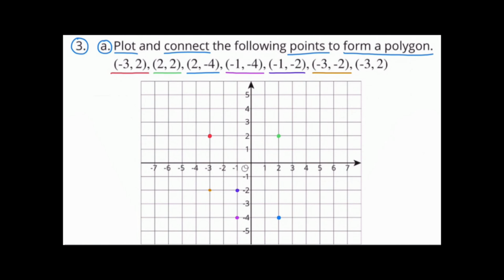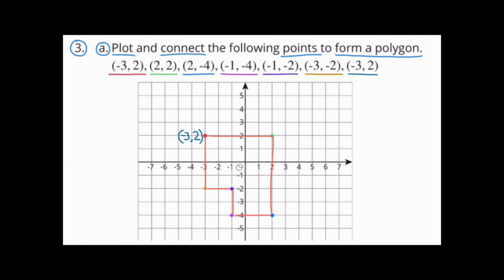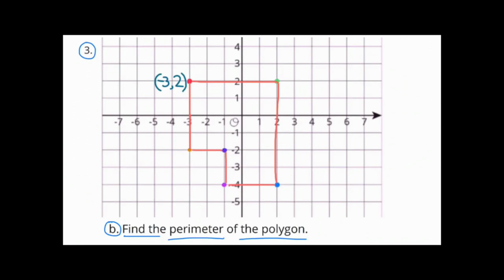Along the vertical axis. And finally, I plotted the last set of coordinates, which were exactly the same as the first set of coordinates, -3 and +2. Again, I started at the origin, and I moved to the left 3 units along the horizontal axis, and then I moved up 2 units along the vertical axis. Here's a look at the polygon after I connected the dots.